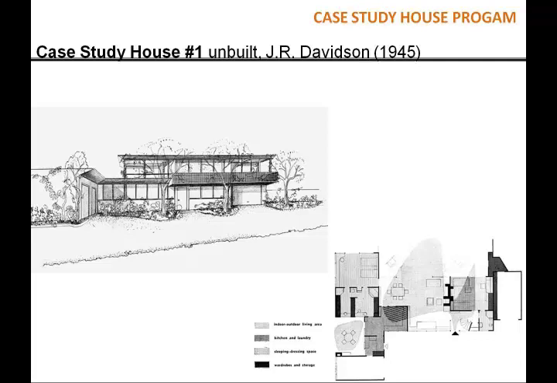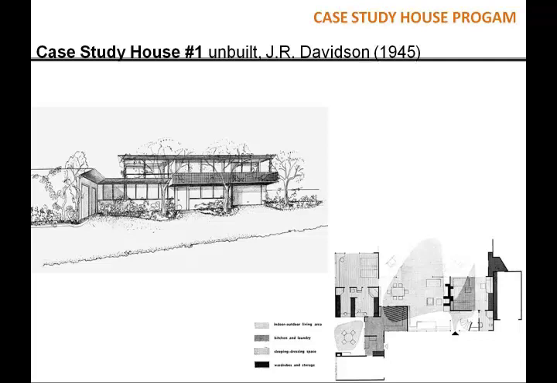Unfortunately, this original Number 1 would never be built, and would be replaced instead by a new design by the same architect, J.R. Davidson, in 1948. Case Study House Number 1 was the first of 11 case study homes that were drawn up and published in Arts and Architecture but never built. Here's a look at a few unbuilt and built masterpieces.